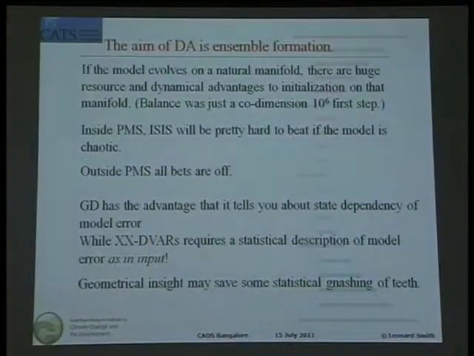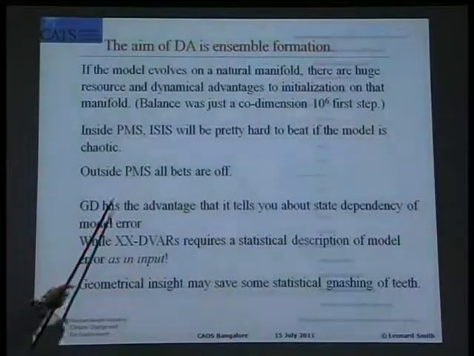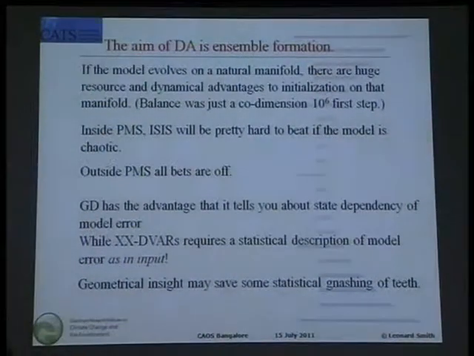It really depends a great deal on the kinds of model errors you have and how good the model actually is. But gradient descent has the advantage that it tells you about the state dependency of model error. You don't actually have to put it in, while various variational assimilations require some sort of statistical description of the model error as an input. In the same way, the gradient descent is fully nonlinear. It respects all the nonlinearities of your model. So if your model can follow the data, you can't be led astray by making linear assumptions.